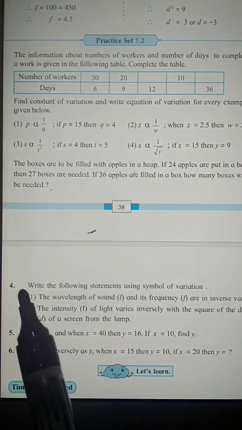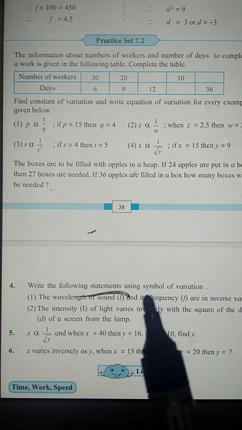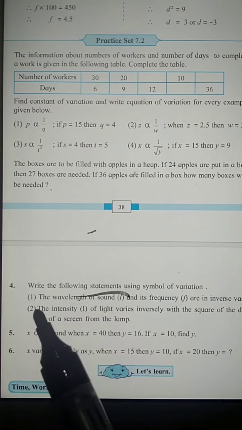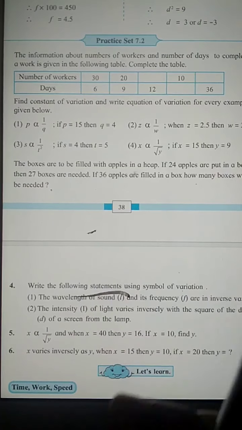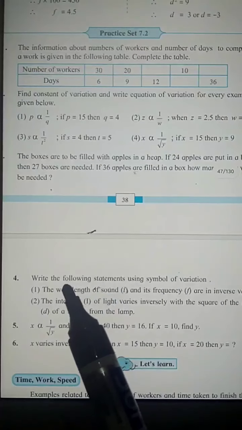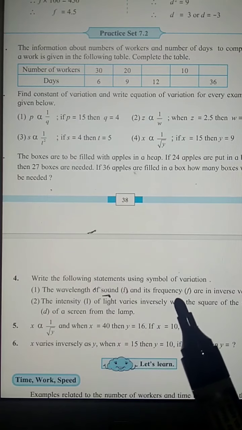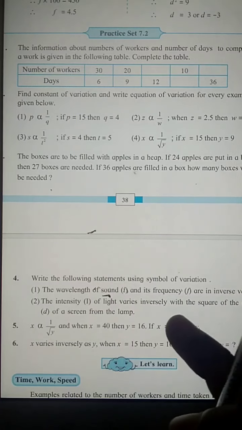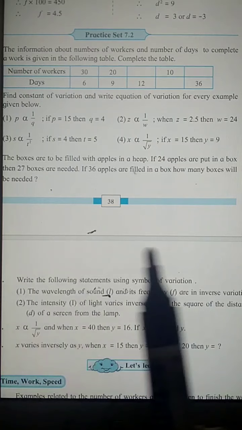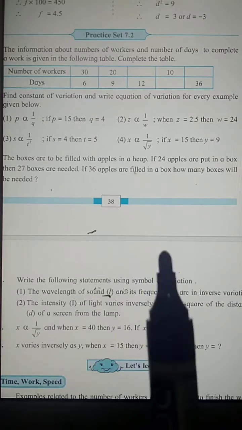Now see the next question. Write the following statements using the symbol of variation. You have to just write using symbols. The wavelength of sound, L, the wavelength is denoted as L, and its frequency F are in inverse variation. So they have already used symbols. You just have to show it in the form of variation.